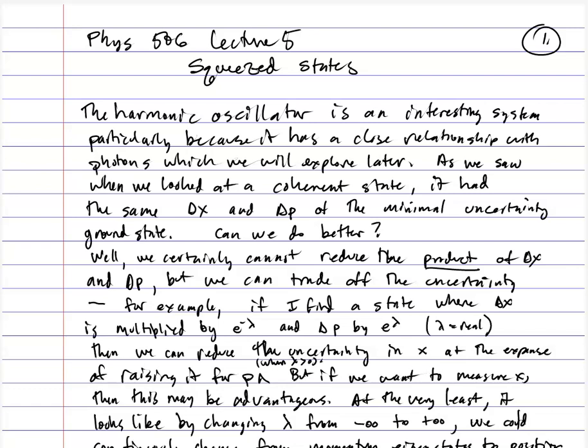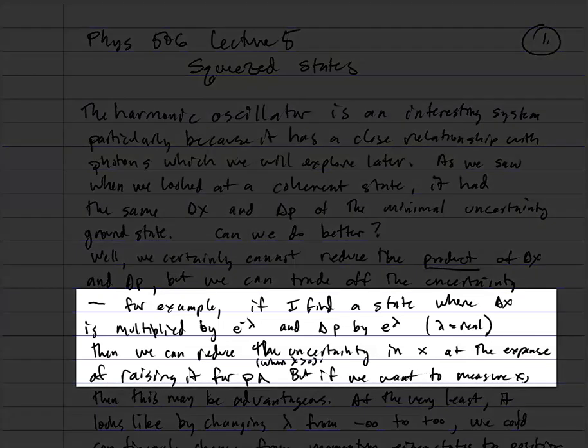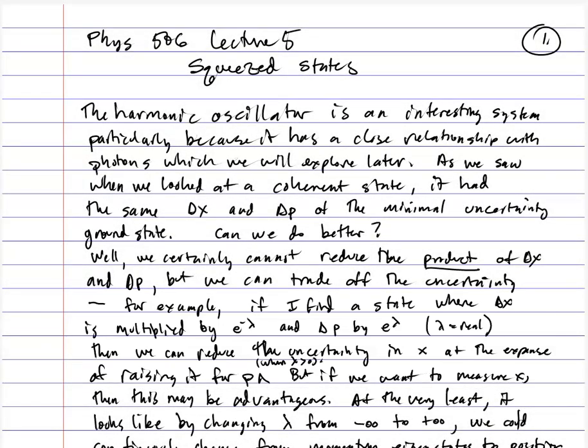Well, we know from Heisenberg that we certainly cannot reduce the product of delta x times delta p, but we can actually do a sneaky trade-off of the uncertainty. For example, if I found a state where delta x is multiplied by e to the minus lambda and delta p by e to the plus lambda, where lambda is a real number, then we can reduce the uncertainty in position at the expense of raising it for momentum when lambda is larger than 0. And if our goal is to measure the position x, then this might actually be a very advantageous thing to do.